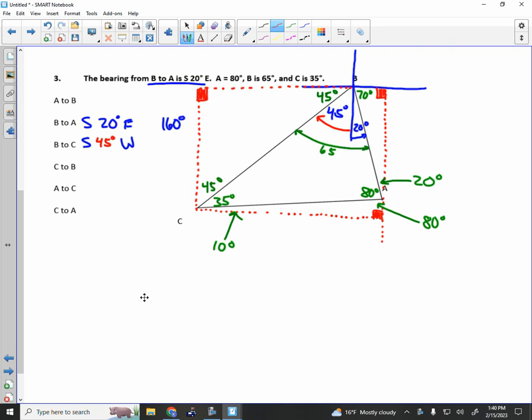Is that 180 minus 45 or is it 180 plus 45? Plus. We got 225. Let's go. Look at that. Where do you want to move now? ZZ, where do you want to put yourself? C or A?